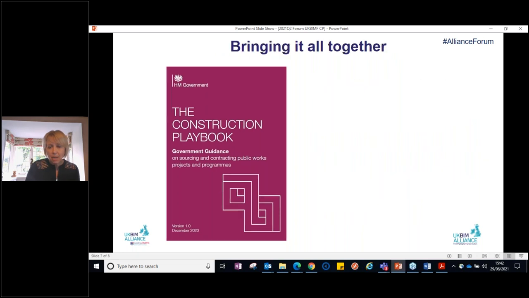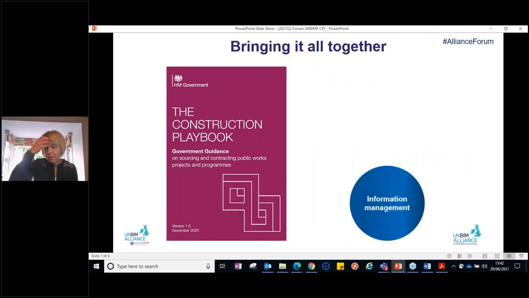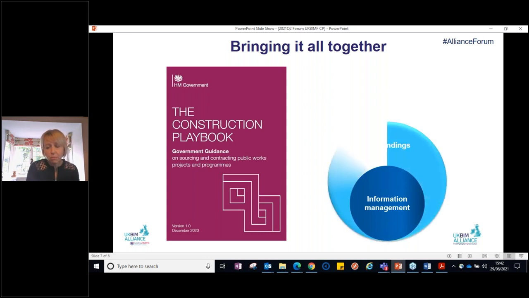So how do they all come together? The way that I look at it is that information management sits at the heart of everything, and it really requires process and it requires a collaborative effort. And as David said earlier, we have historically maybe missed clients out of the jigsaw, but actually they're the starting point, they're fundamental to a successful information management process. If we've got a successful information management process in place, then we can deliver the ambitions of a soft landings methodology.